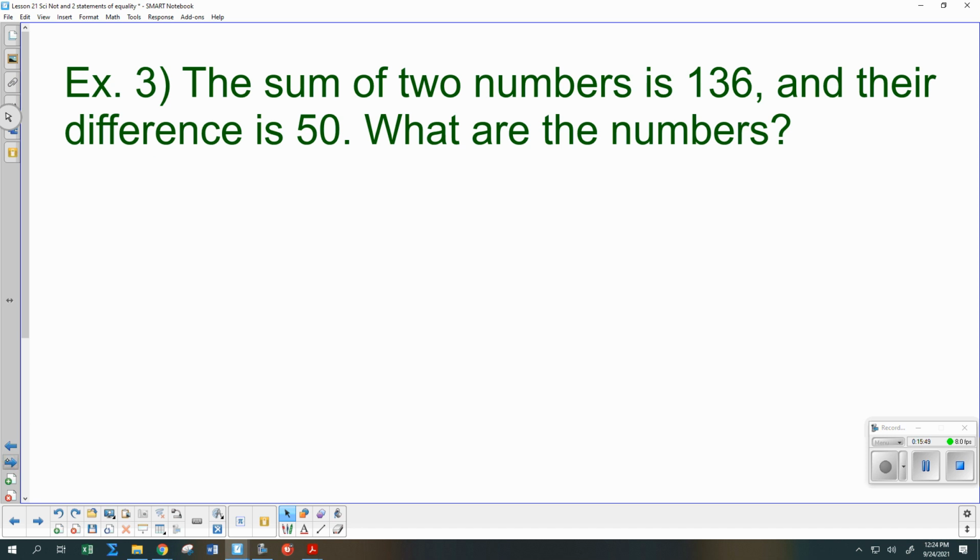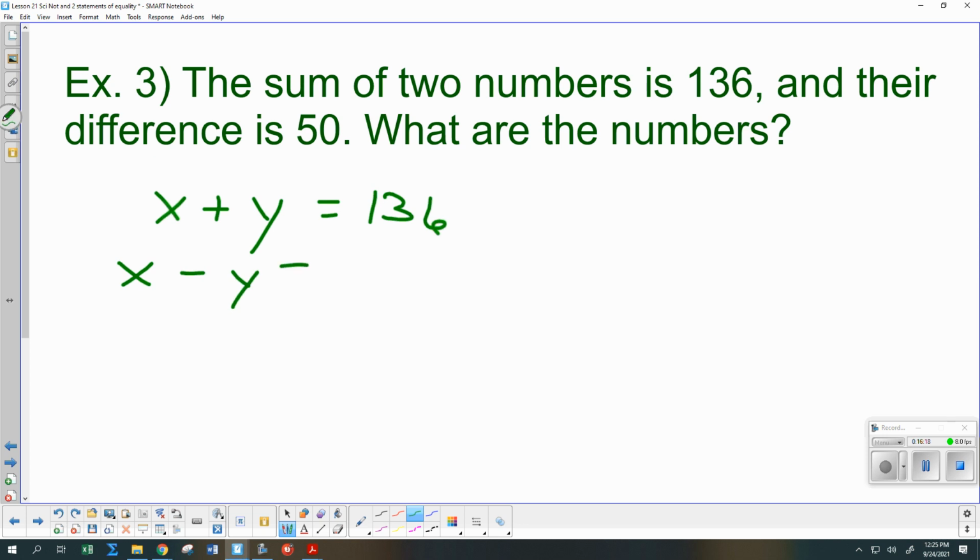So let's do one more. The sum of the numbers is 136, and the difference is 50. So everybody pick what you want for your letters, and write down 2 equations for that. And then we're going to talk about what we got. Tell me what you wrote down. I put x plus y equals 136, and then I put x minus y equals 50.